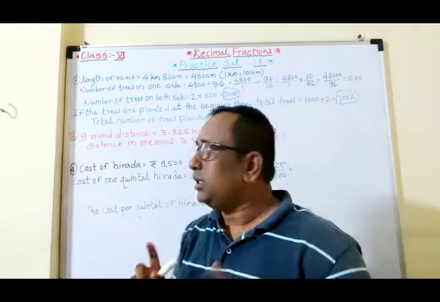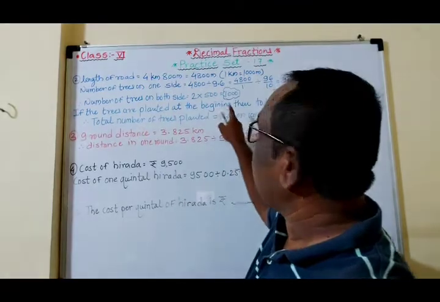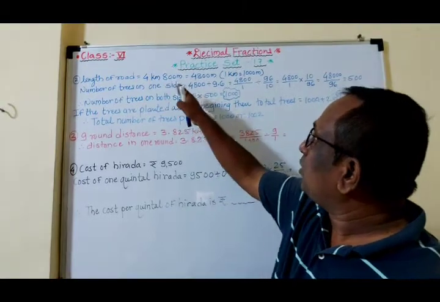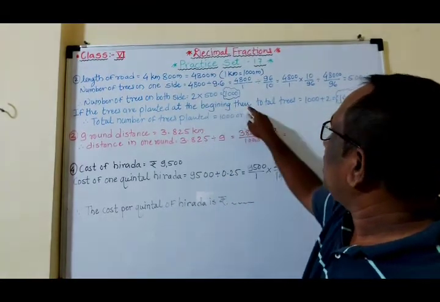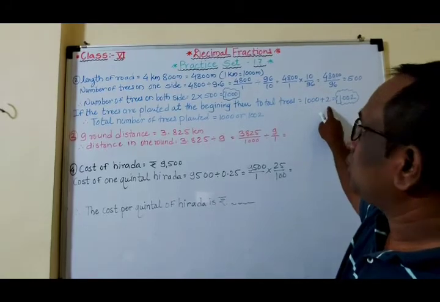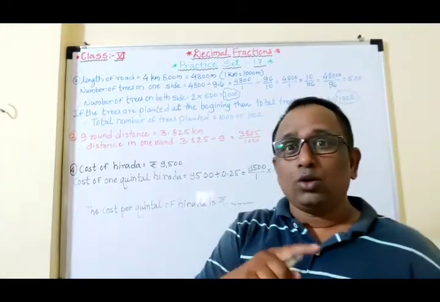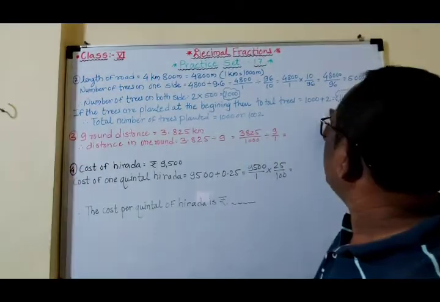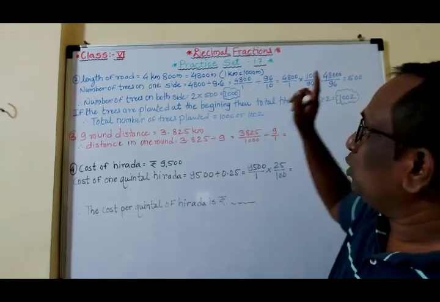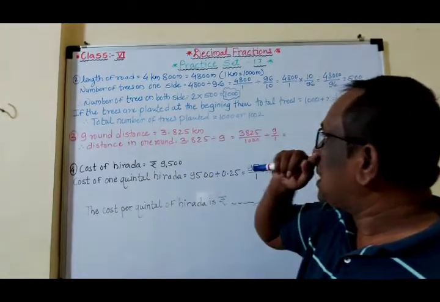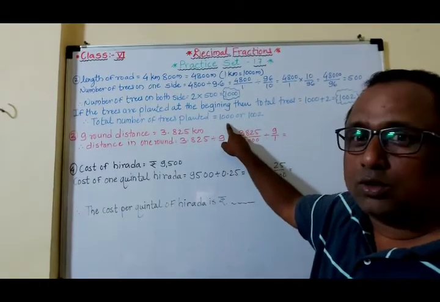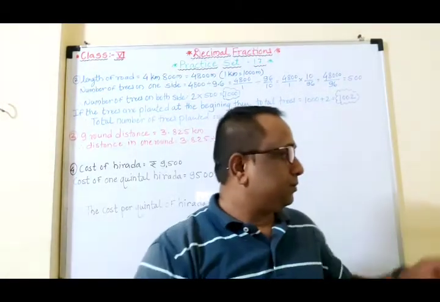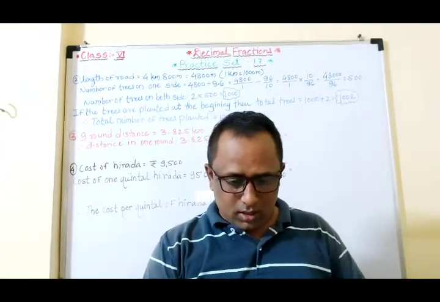Okay, now students, if the trees are planted at the beginning and the end, before this 4 kilometer, what is given there, 4 kilometer 800 meter, then the total trees are 1000 plus 2. Okay, because we don't know what the beginning is. So this side 1, this side 1, so 2, so 1000 plus 2, so that we got 1002. Therefore the total number of trees planted is 1000 or 1002.